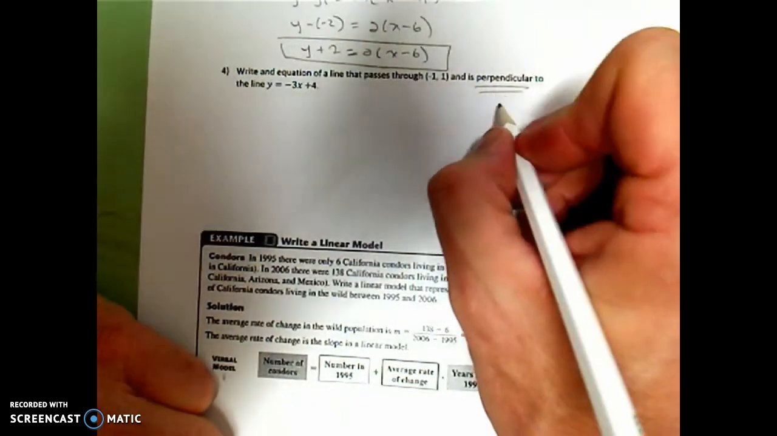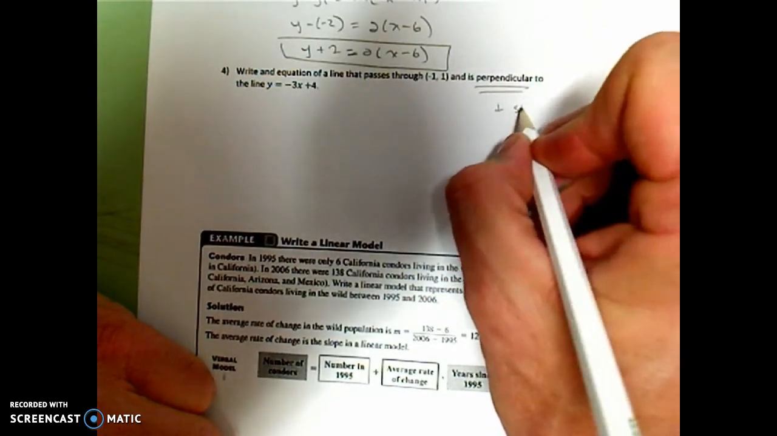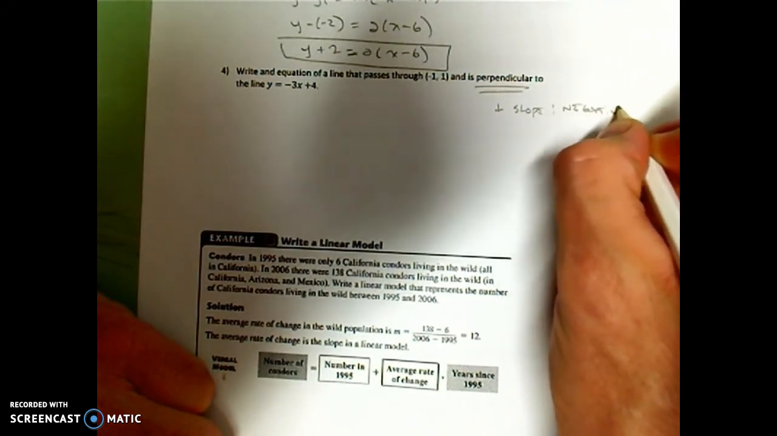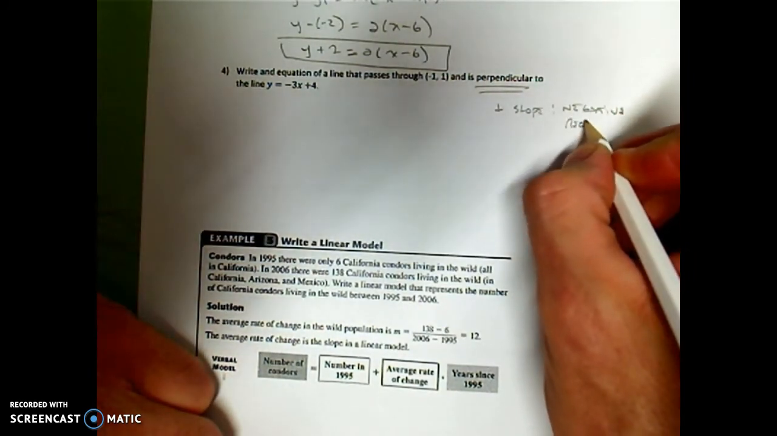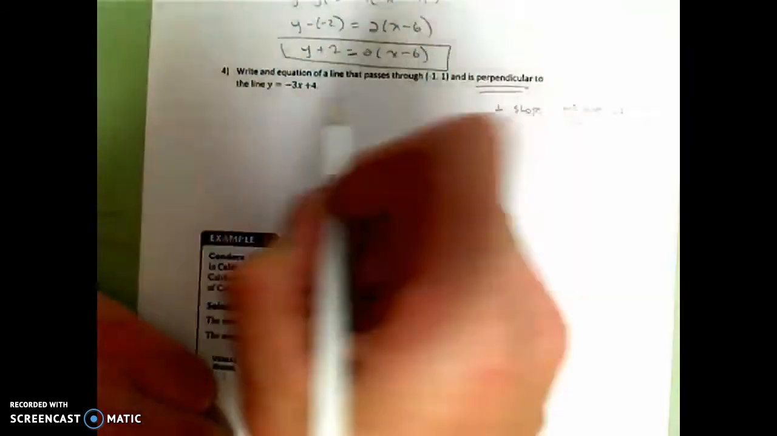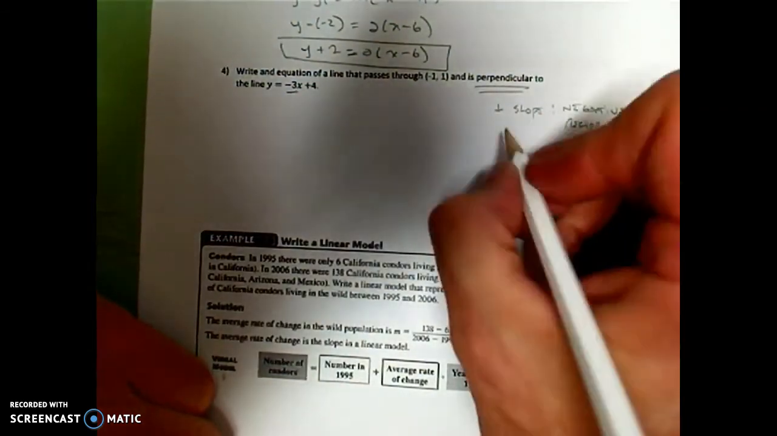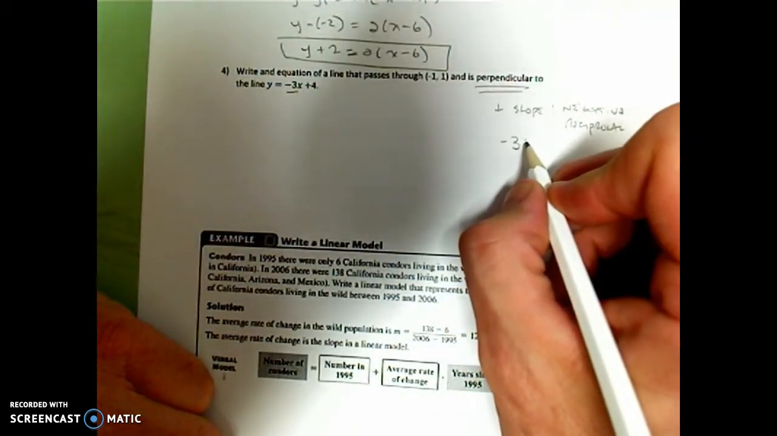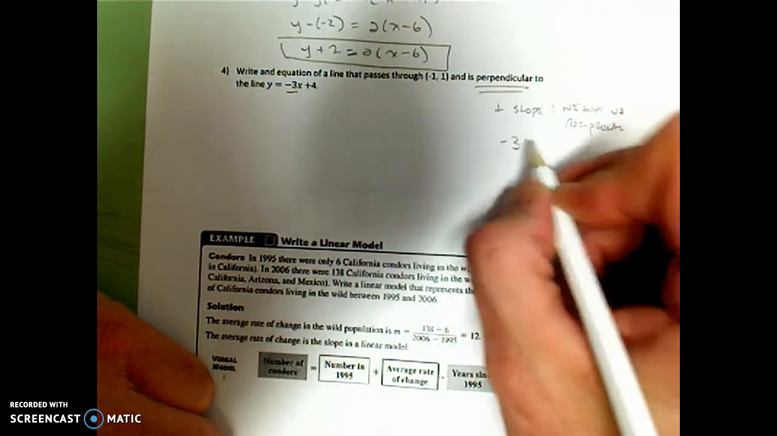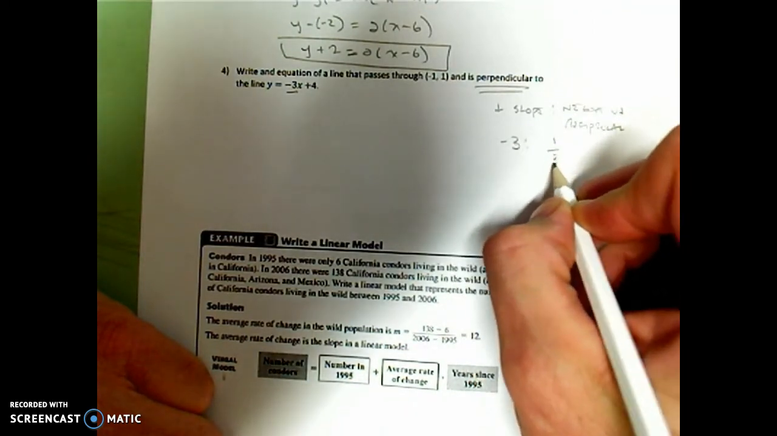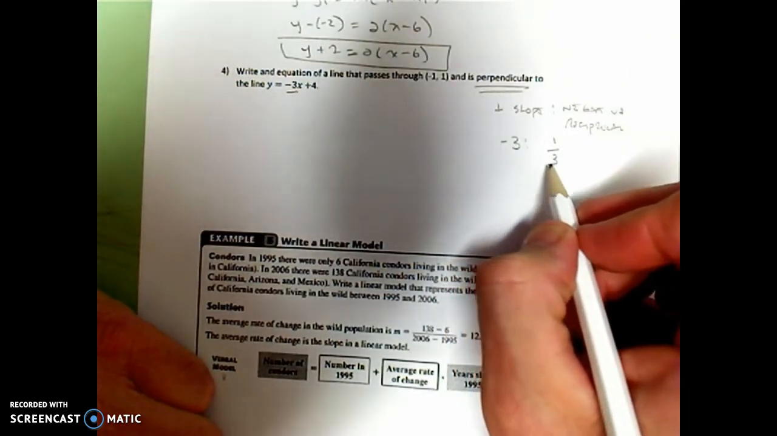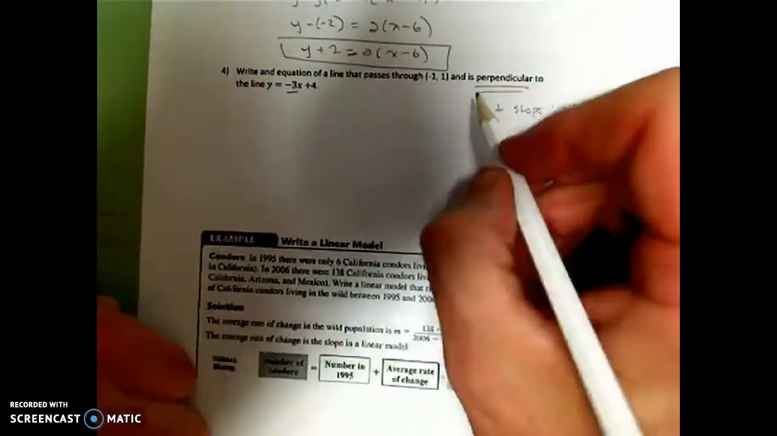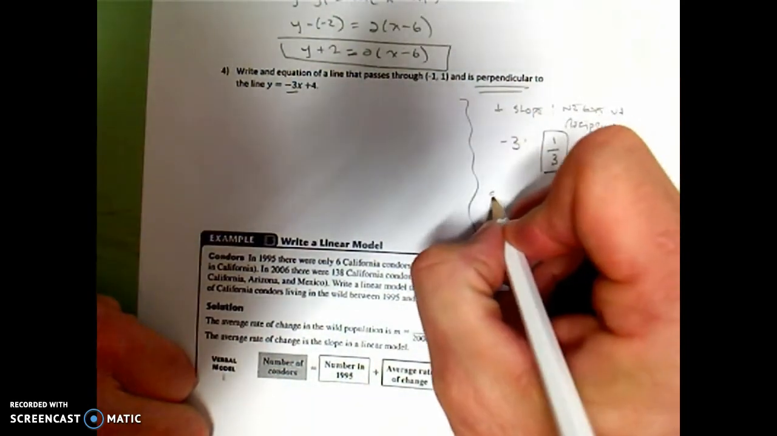Perpendicular to. I know that a slope that's perpendicular to another slope is going to be a negative reciprocal. Looking at my equation, I have a slope value of negative 3. I need the negative reciprocal of negative 3. First, I need the reciprocal, which is negative 1/3. The negative reciprocal will change its sign. This will be positive 1/3. So the slope that I want to work with is positive 1/3. We'll set this off and call this side work.